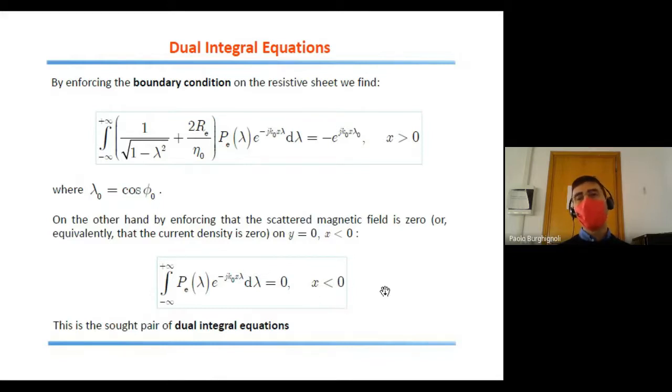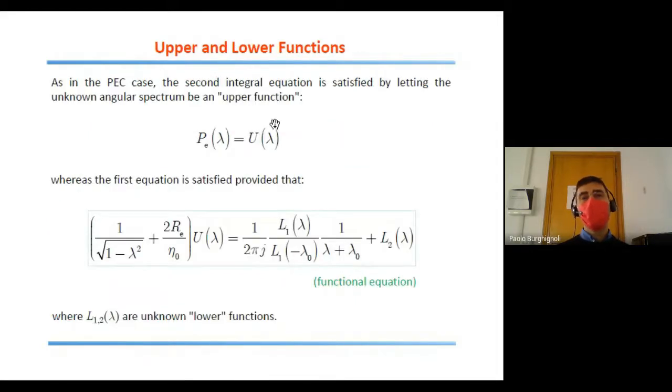So we have our pair of integral equations that hold on complementary parts of the plane y equals 0, and therefore they are dual integral equations. They also have a different kernel. And the way we will solve them is exactly the same as for the perfectly conducting case. So as in the case of a perfect conductor, we derive immediately that the spectrum is an upper function, that is, a function that is analytic in the upper half plane of the complex lambda plane.